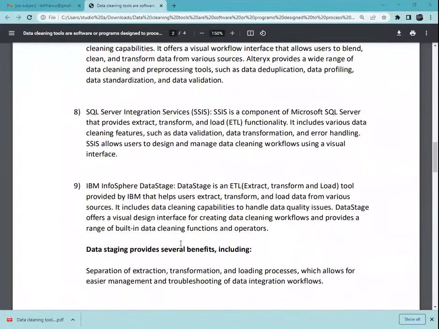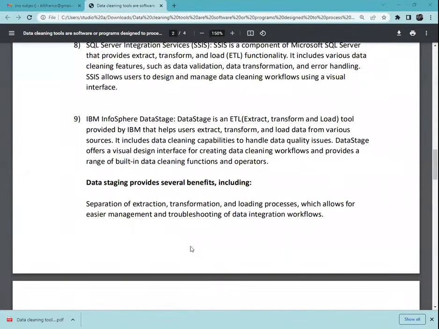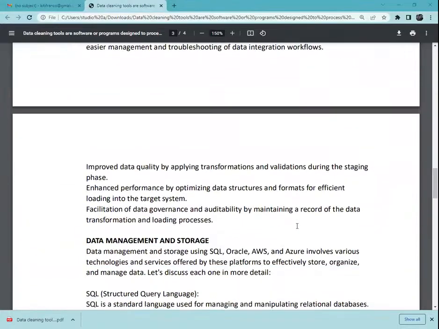DataStage provides several benefits, including separation of extraction, transformation and loading processes, which allows for easier management and troubleshooting of data integration workflows. So troubleshooting, of course, remember when you are trying to integrate various software, you could have issues in between. How do you resolve those problems? That is what we call troubleshooting.